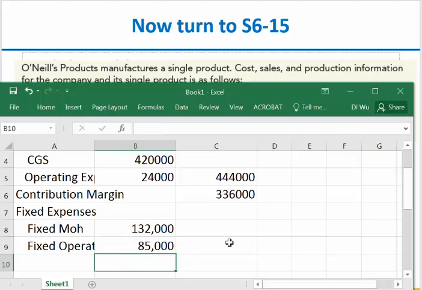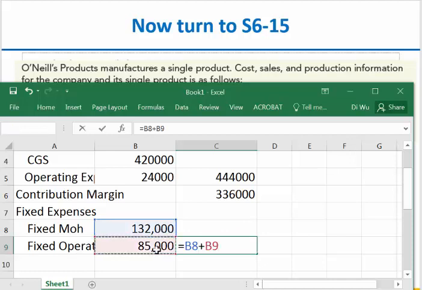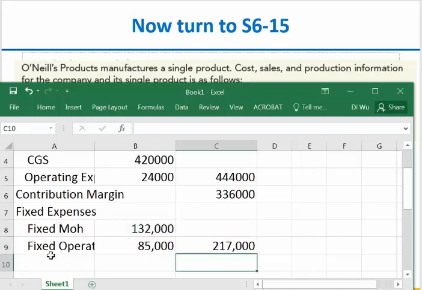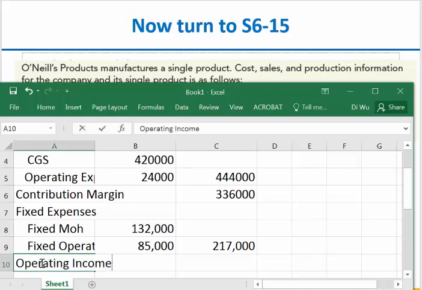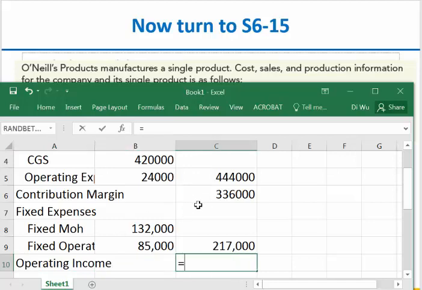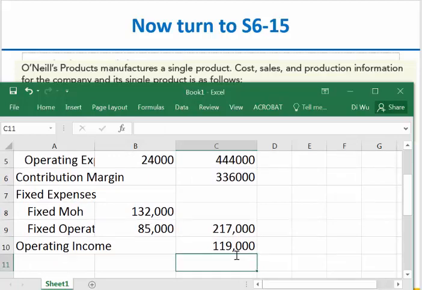If you look at the total fixed cost, I add these numbers, 132,000 plus 85,000, and I get 217,000. Finally, I can go ahead and find my operating income, which is also one step of subtraction. I use the contribution margin minus total fixed expenses: 336,000 minus 217,000 gives my operating income, which is 119,000. So that's the variable costing income statement.